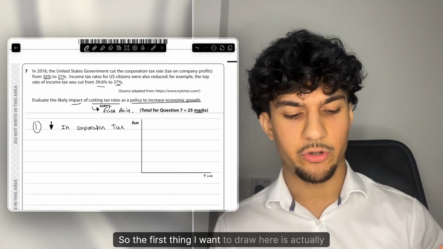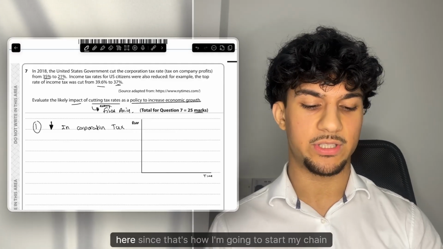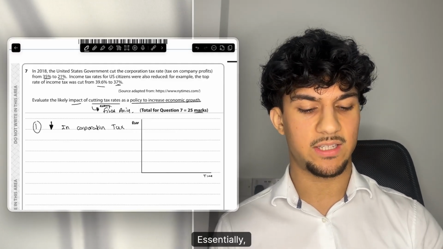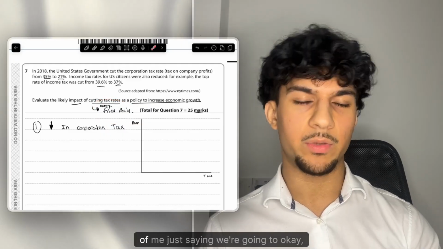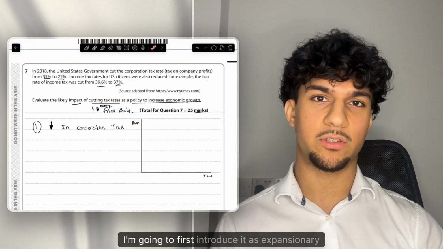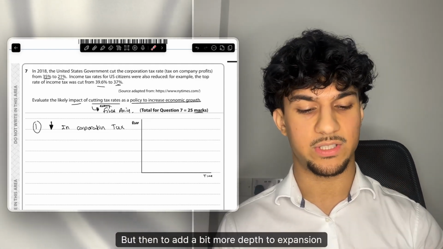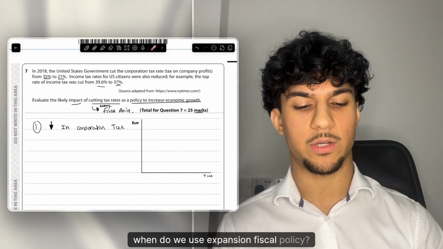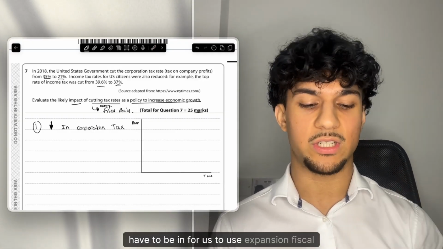So the first thing I'm going to draw here is actually a business cycle diagram. Why I'm going to draw a business cycle diagram here, since that's how I'm going to start my chain of analysis. Essentially, like I mentioned, we're using expansionary fiscal policy, and instead of me just saying okay, one impact of cutting tax rates, I'm going to first introduce it as expansionary fiscal policy, but then to add a bit more depth, when do we use expansionary fiscal policy? What stage of the business cycle would an economy have to be in for us to use expansionary fiscal policy?